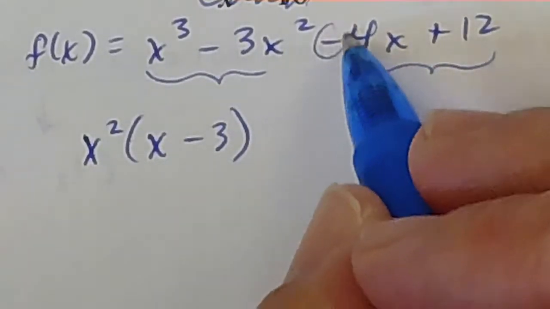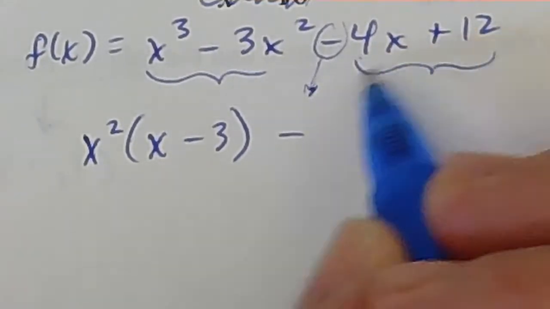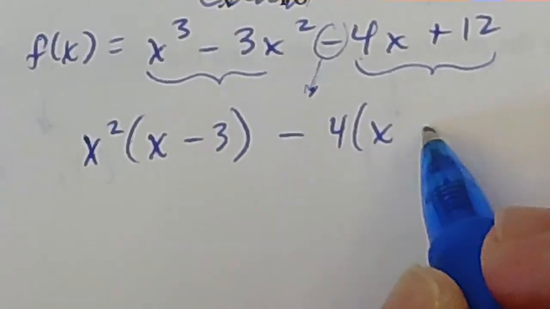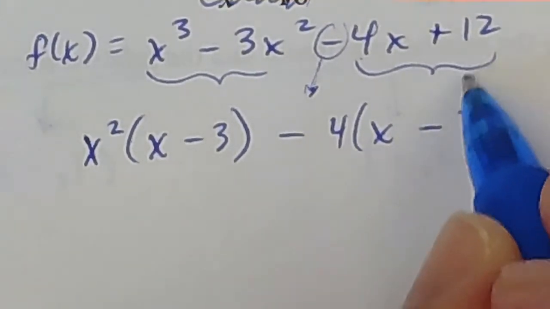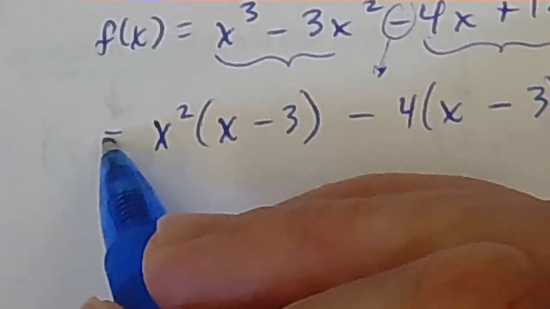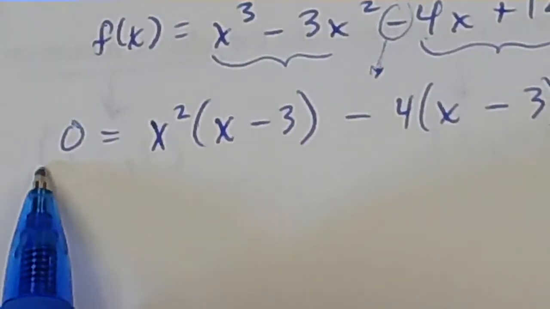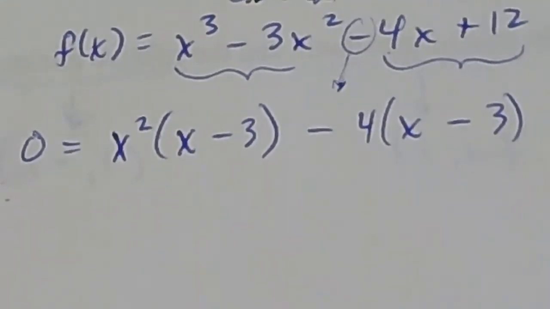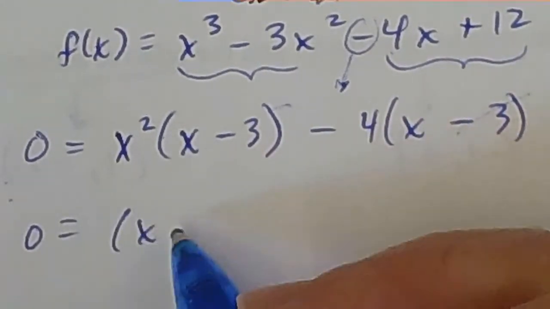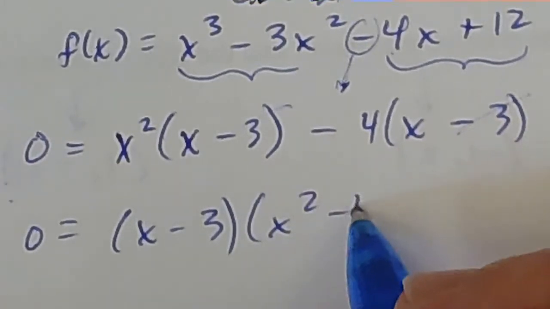The next group, I've got to transfer that sign down in front of the next group. And then I've got to take out a 4. So I need a negative 4 times negative 3 to get to plus 12. Oh, and I can also set this equal to 0 now, right? Because we're replacing f of x with 0. Now x minus 3 can come out of both of these, and I'm left with x squared minus 4.